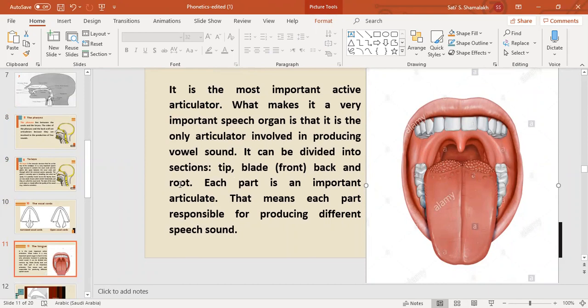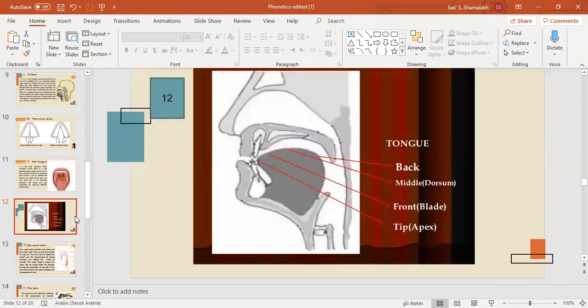It is divided into sections: tip, blade or front, back, and root. Root, you see? Now, here are the parts of the tongue. This picture shows the parts of the tongue. Tip, do you see the arrow of the tip? This is the arrow of the tip, the lowest one. Front, blade, middle, and back.